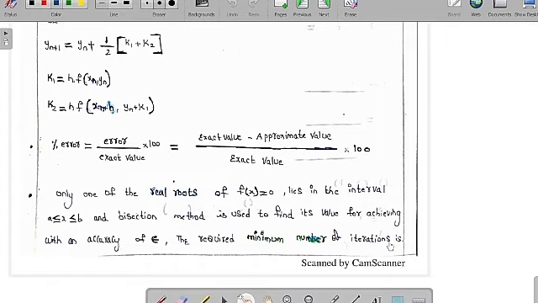Only one of the real roots of f of x is going to lie in the interval a to b, and the bisection method is used to find its value with an accuracy of epsilon. The required minimum number of iterations means here we have to get a minimum error between the exact value and the numerical value. That value is epsilon. So how many iterations are required to get that amount of accuracy, that amount of error? That is the thing we need to figure out with the help of the bisection method.